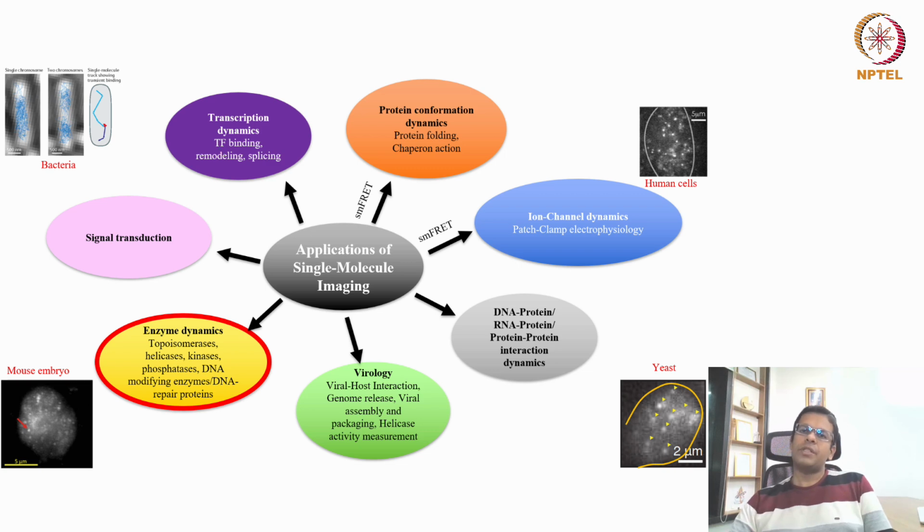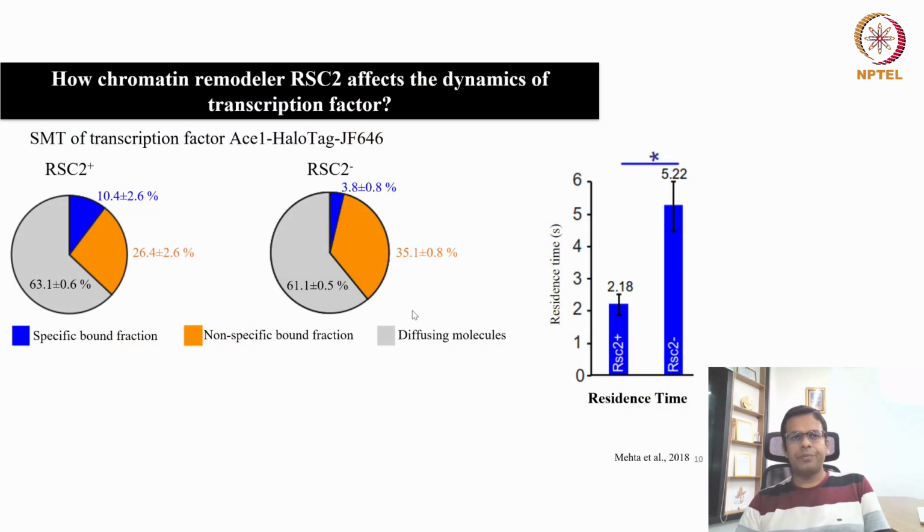So those kinds of questions you can address using single molecule imaging and tracking methods. It is also quite versatile because you can use this method in human cells, in yeast, in bacteria, or even in mouse embryo. So it is compatible with several model systems, and that's why you can use it for many different applications.